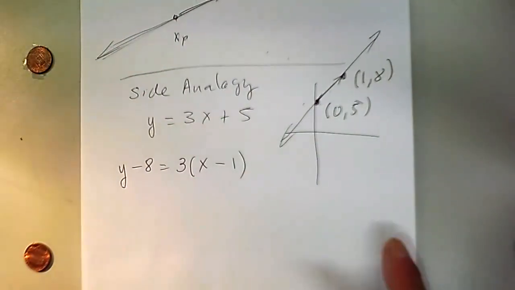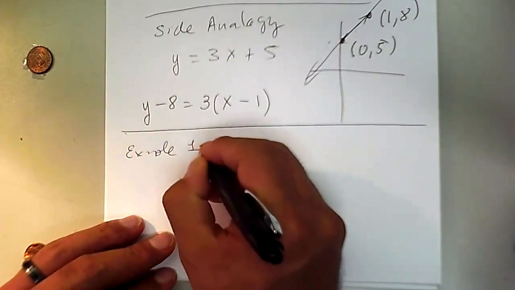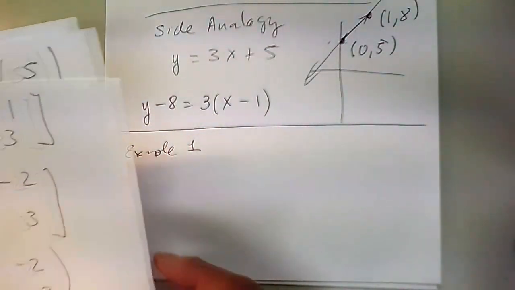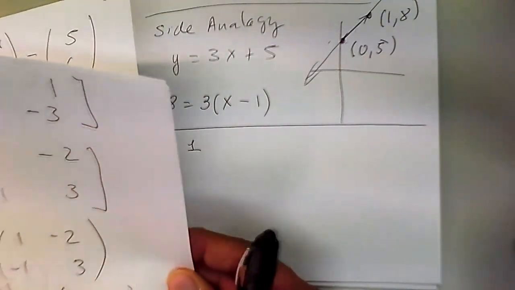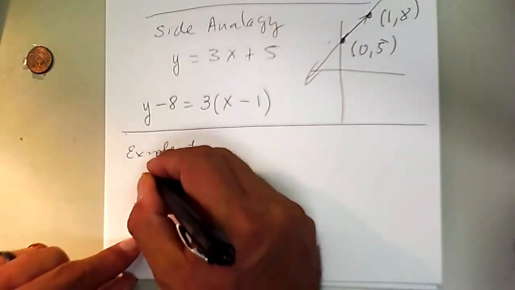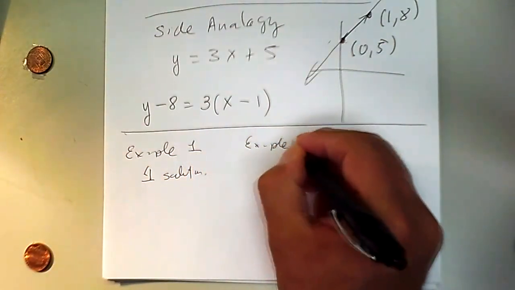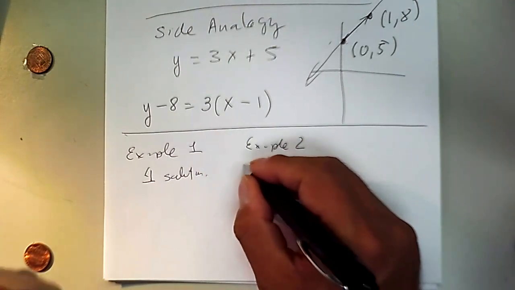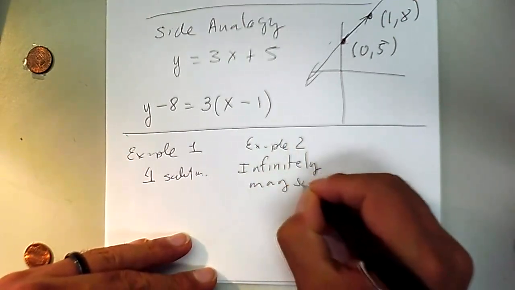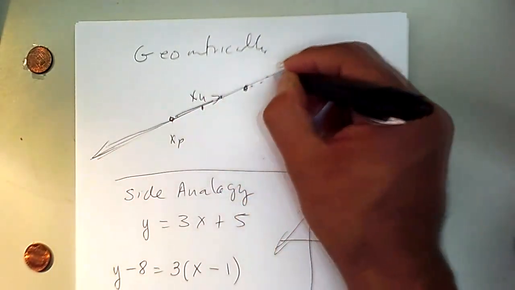Now let's start comparing example 1 and example 2. In example 1, what was the solution? 2, 7, 11. Yeah, we have only one solution. In example 2, we have infinitely many solutions, because we had a straight line and every point on the line is a solution.